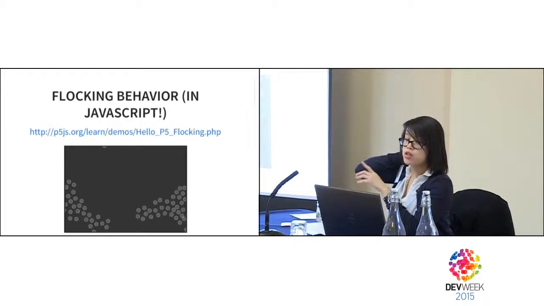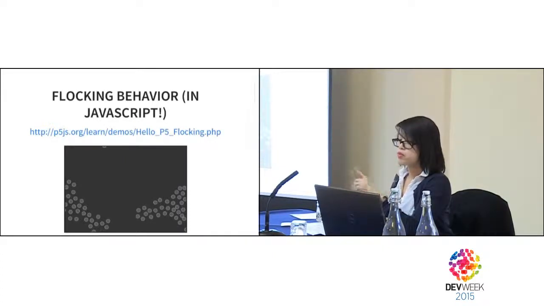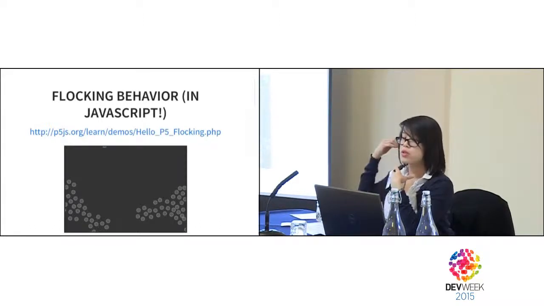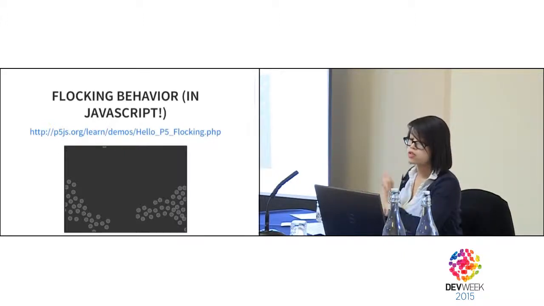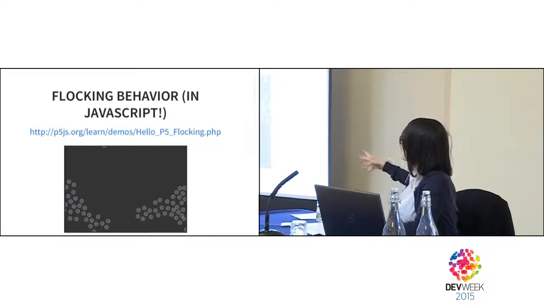It goes towards its nearest neighbor, but avoids bumping into its neighbor. So there's some collision detection going on, and this results in flocking behavior. And flocking behavior occurs in nature. You see it in birds, you see it in schools of fish. I know it says .php, but this is all done in JavaScript.